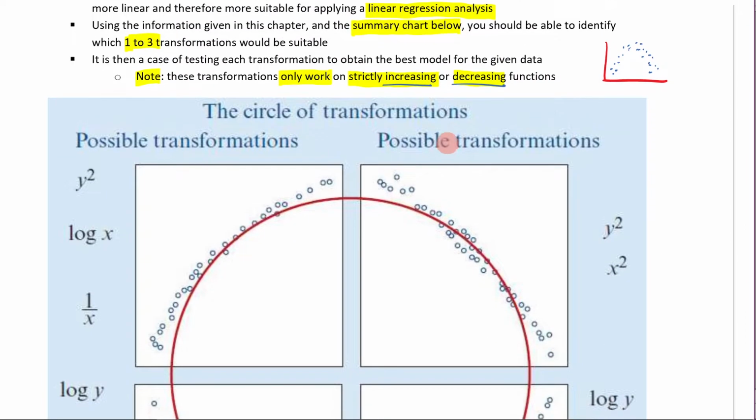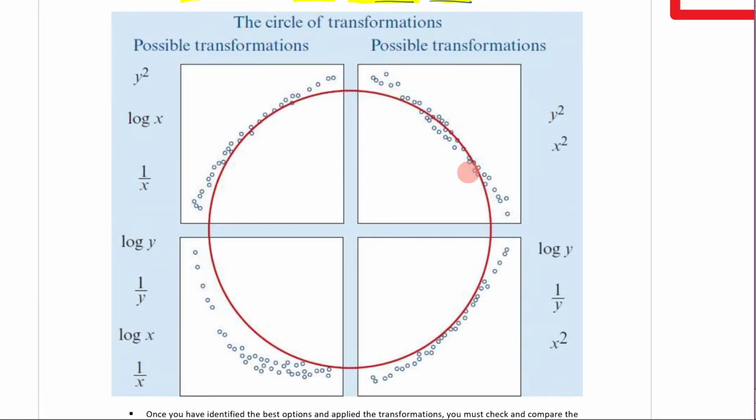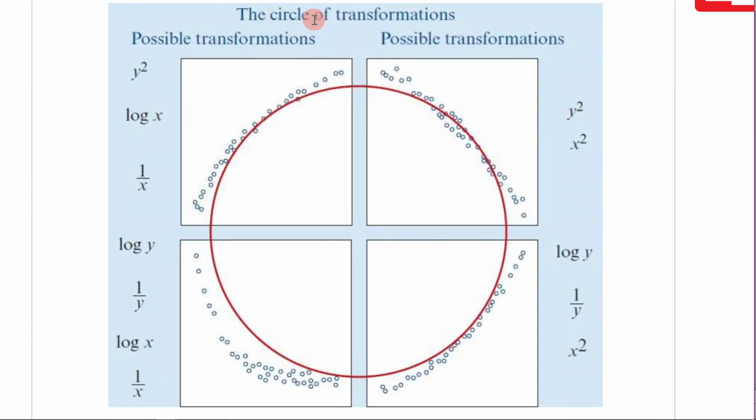Okay, now we come to this summary chart here. Now, this is very important. This is going to be in your bound reference, and it's something that you really need to be comfortable with. So it's called the circle of transformations. And as you can see here, we have some possible transformations, and these transformations are going to make our graphs more linear. But you have to see which is the most appropriate transformation.